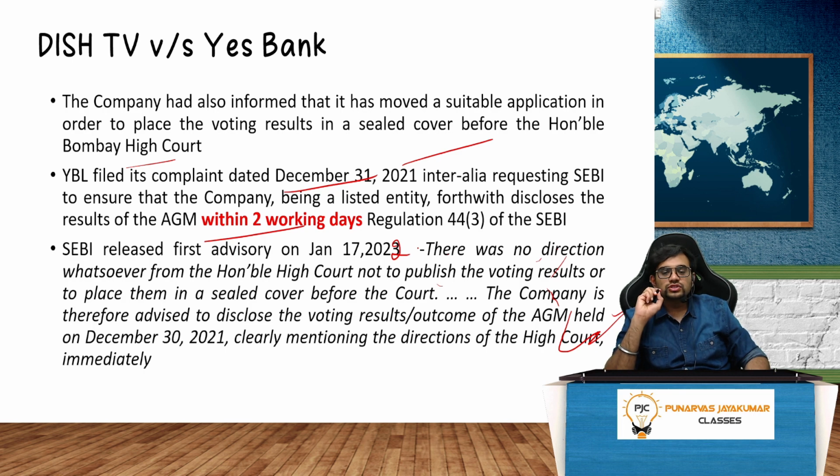They said there was no direction whatsoever from the Honorable High Court not to publish the voting results. They said, boss, the case was going on there, I agree, but they never told you not to publish the results. Where have they told that in the order? They rejected the petition, but they never told you not to disclose the results. Why aren't you disclosing the results? Please disclose to everybody. It's a public company, a listed company. The company is therefore advised to disclose the voting results or outcome of the AGM held on December 30th, clearly mentioning the directions of the High Court. Do it immediately.